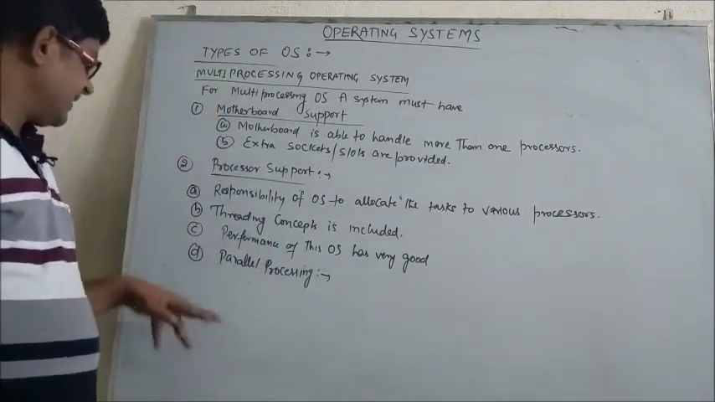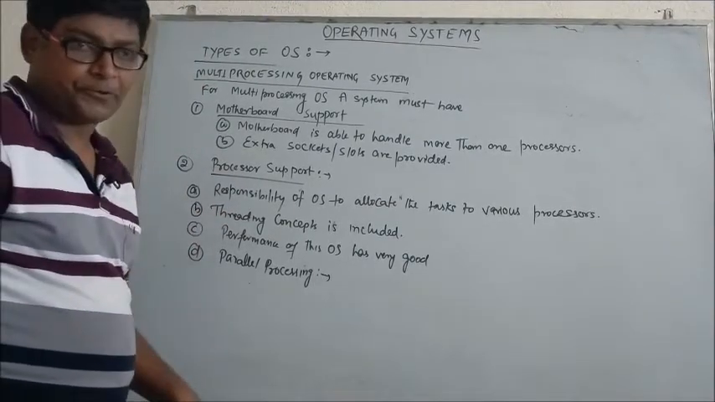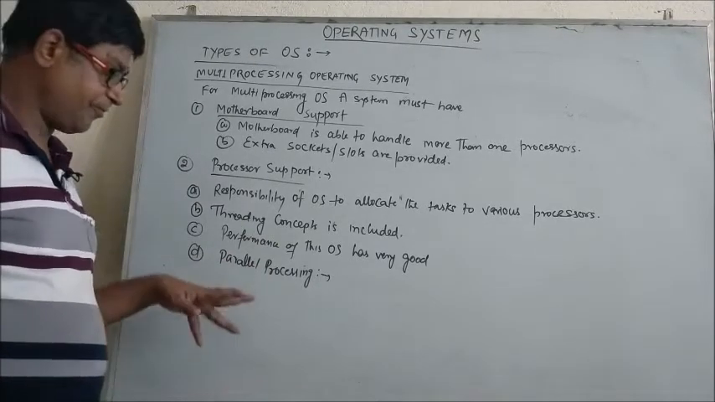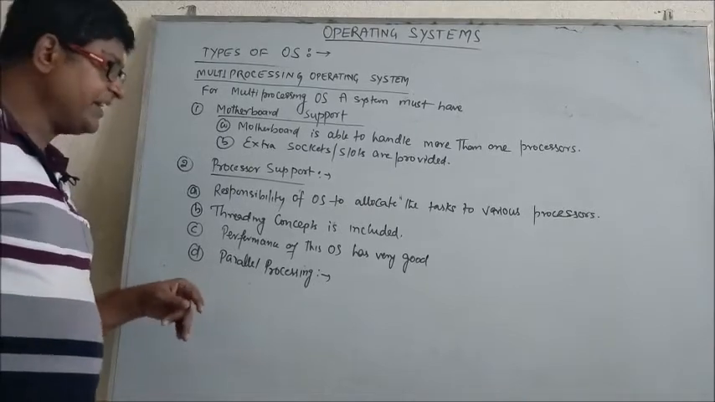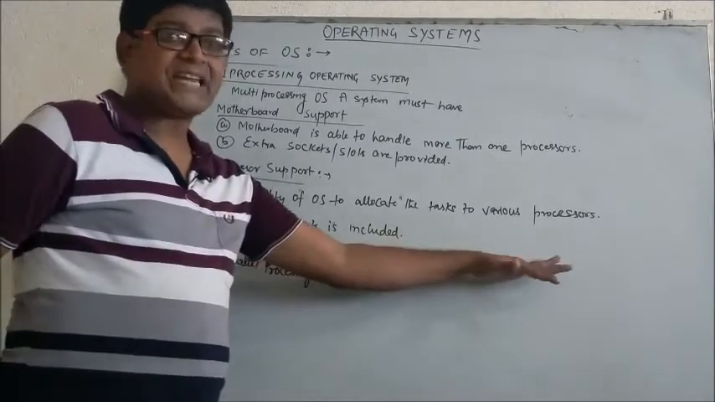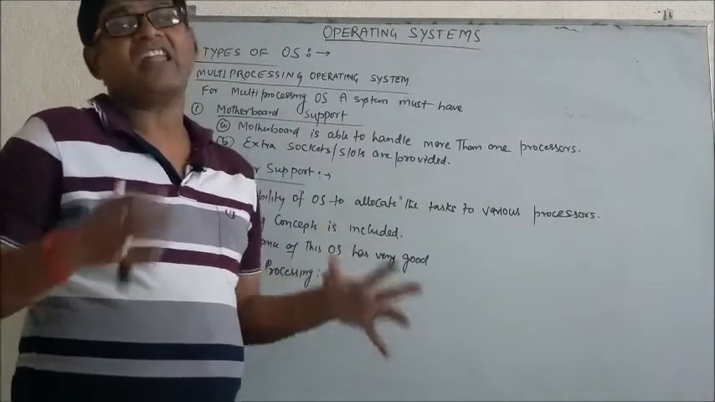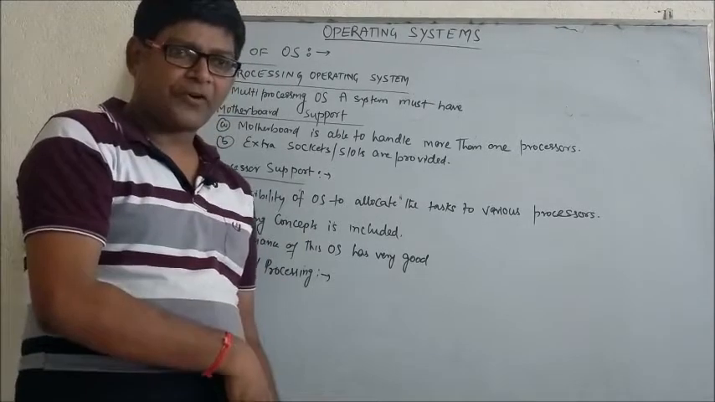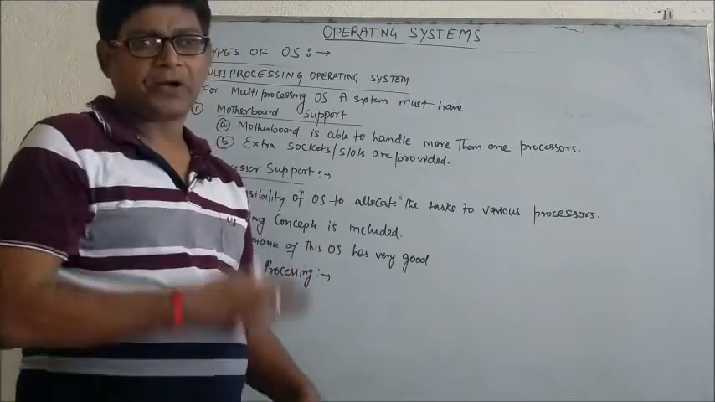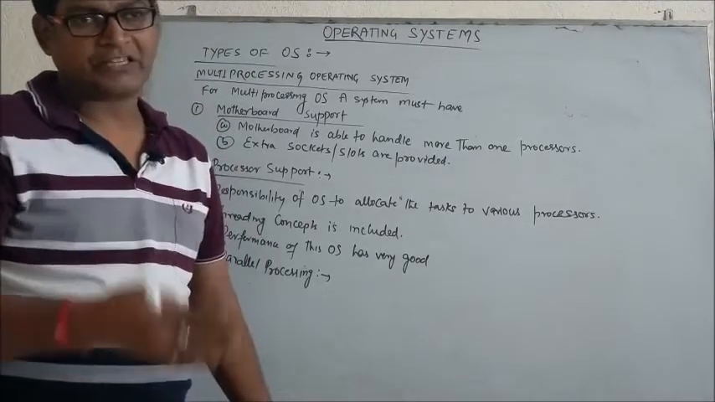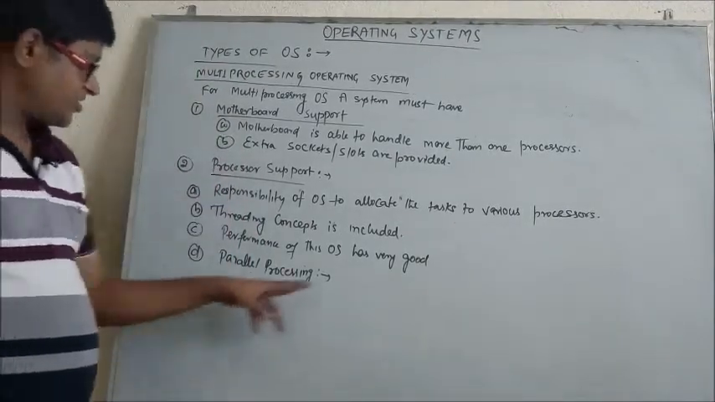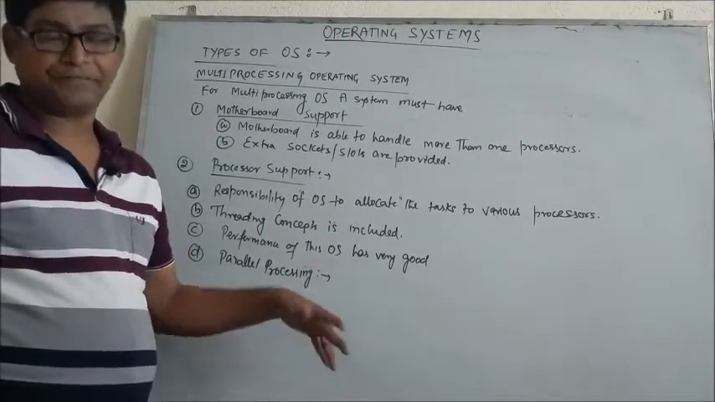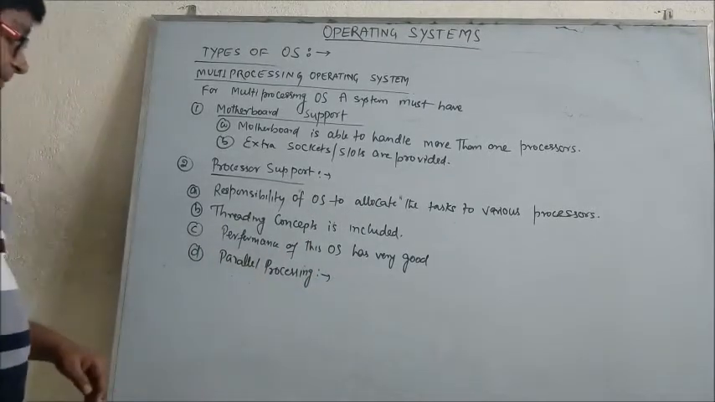Okay, fine. Next, by applying this processor support, certainly the performance of the OS is very good. Why is it good? Because we have n number of processors to execute a large amount of jobs. So if a large amount of jobs comes, then also there is no problem, because I have so many processors to execute them very well, right? That is why the performance of a multiprocessing operating system is much better than earlier operating systems, right?